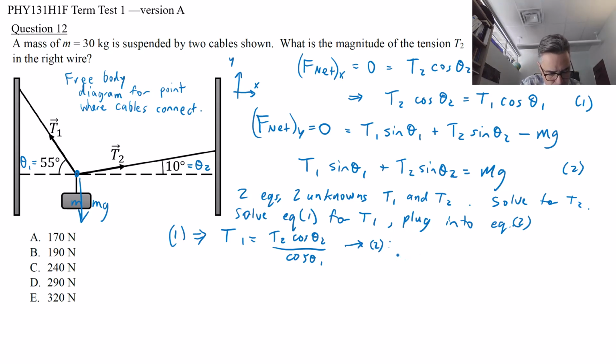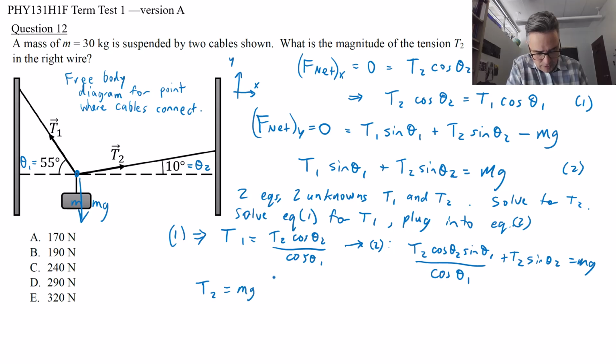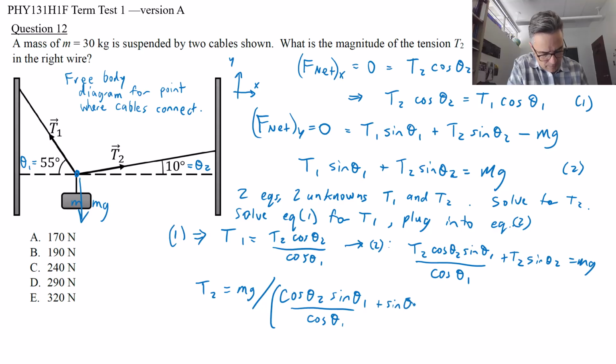So we get that T2 cos theta 2 sine theta 1 divided by cos theta 1 plus T2 sine theta 2 equals mg. And now it's all in terms of T2, so pull out the T2. We say T2 equals mg divided by cosine theta 2 sine theta 1 divided by cosine theta 1 plus sine theta 2. So now we have to carefully plug all this stuff in.